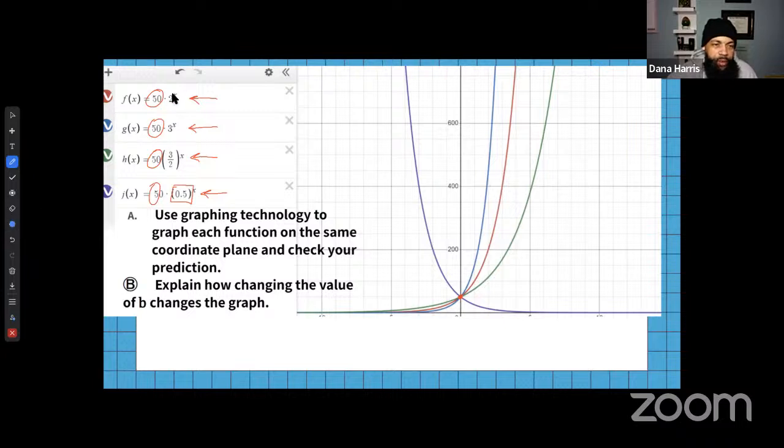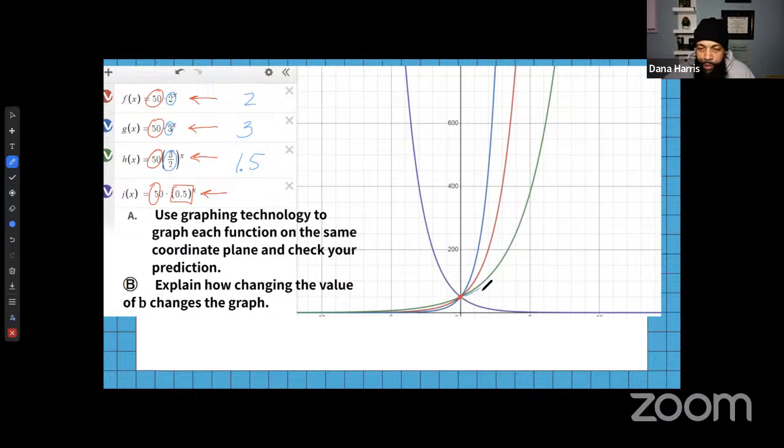So the growth factor here is 2. This growth factor, 3 over 2, is 1.5, and this one is 3. So let's start with the green, because you have a 1.5 growth factor, you have a 2 growth factor, and you have a 3 growth factor. So let's go with the smallest one.